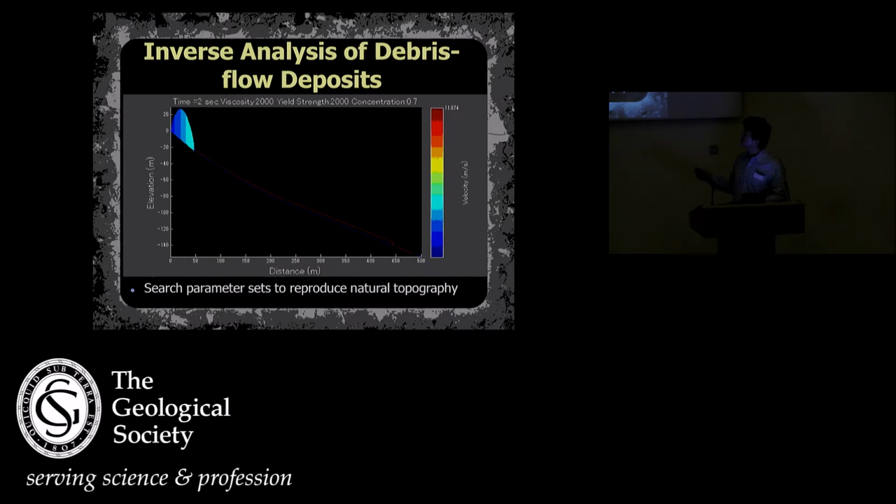We set parameters like this. This is viscosity and this is yield strength. This is concentration. Then start the calculation. This blue line is the geomorphology, and the red line is the observed geomorphology, for example. Then start the calculation. Please click this movie. The flow goes down the slope, and it stopped. So this calculation is wrong, because maybe the parameters are different.